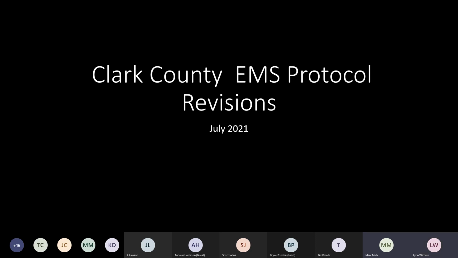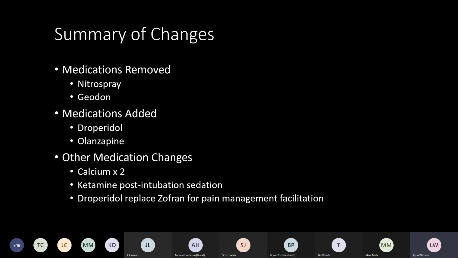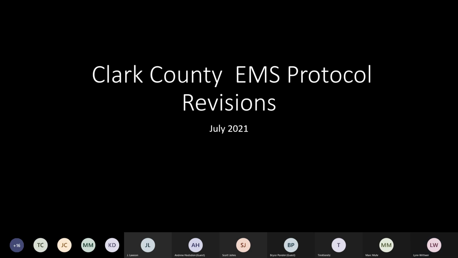Well, good morning. We might as well get started. We will probably have a few more people joining, and of course, this is being recorded for posterity and for those who haven't been on it right now. This is the EMS protocol revisions for the half-year protocol revisions for July 2021.